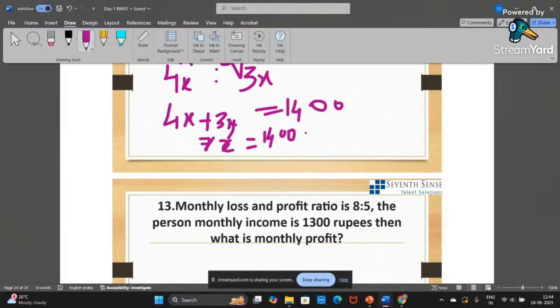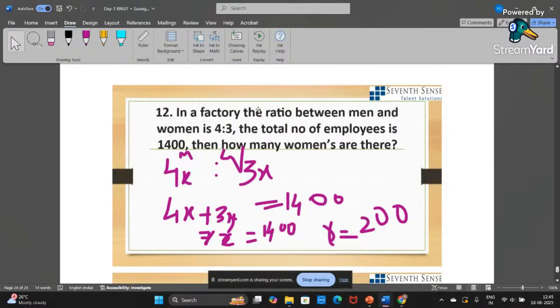So x equals 200. They told you to find out the total number of women. So how many women are there? The women ratio is 3, so that is nothing but 3x. You have to substitute your value here. So 3 into 200 is 600.